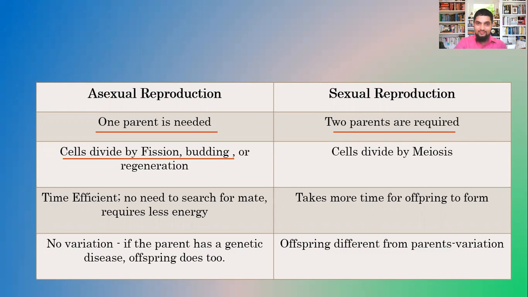Other ways in which the cells divide would include budding and regeneration. In sexual reproduction, the cells divide by a process called meiosis. We'll look at meiosis in another lesson.